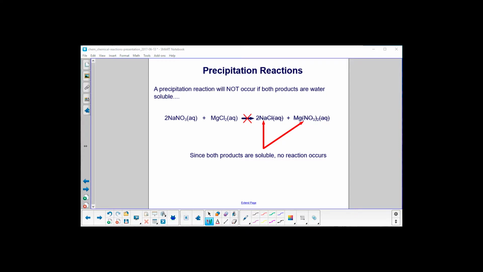Just as important as when a precipitation reaction will occur is when it doesn't. It will not occur if both products, and remember, the things on the right side of the arrow are called the products, over here are the reactants, so it won't occur if both products are water soluble. So if we mix sodium nitrate with magnesium chloride, we think we're going to get sodium chloride and magnesium nitrate. However, both of these are soluble, so they're both aqueous, so we can have no reaction. And you can see the X there, the line through there, so that's just not going to happen.